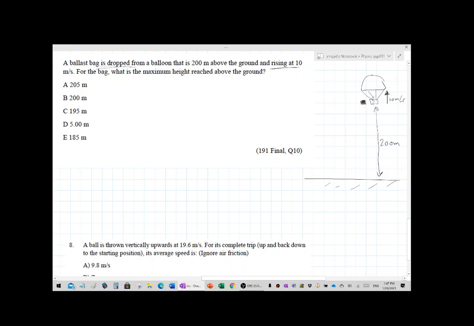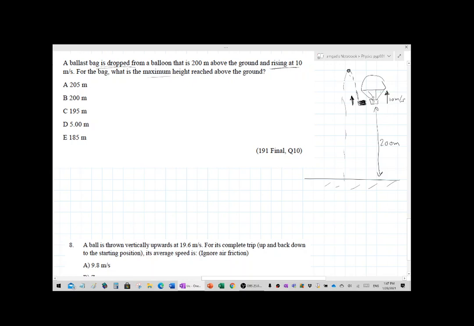When an object leaves another object, it takes the initial speed of the other object. So the bag will take the initial speed of the balloon. The initial speed of the balloon was 10, so the initial speed of the bag also is 10. So what will happen? The bag will move up, but because of gravity, it will decelerate. So its speed decreases until it reaches the maximum height here. Then it will fall down until it reaches the ground. Okay, this is the scenario of the motion.